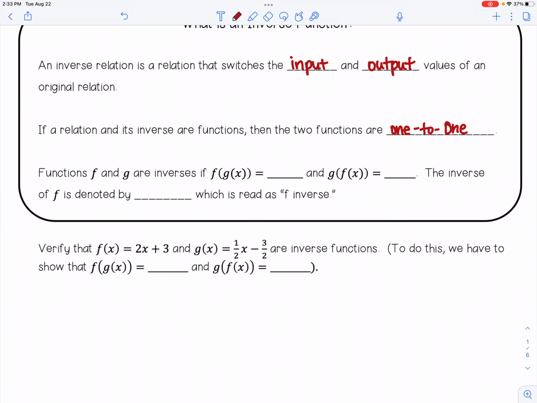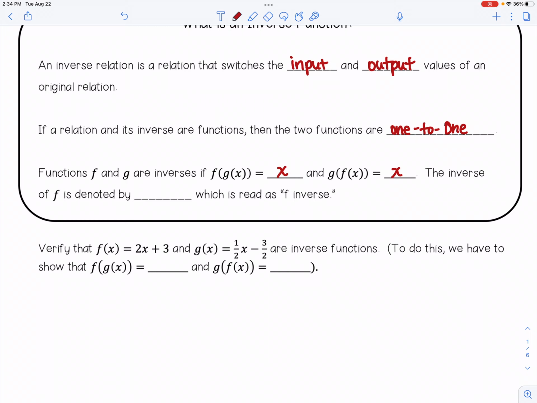one-to-one functions. So for functions f and g, in order for them to be inverses, the composition of f of g of x must equal x, and the composition of g of f of x must also equal x. This is one of those instances where the compositions, when you switch them, come up with the same answer. In this case, we want them to both be x values.